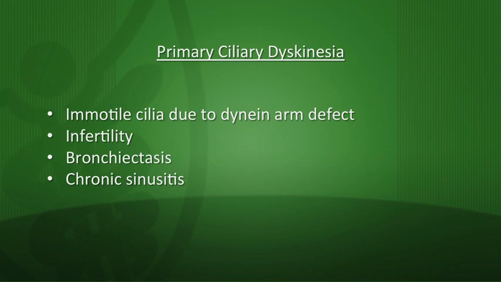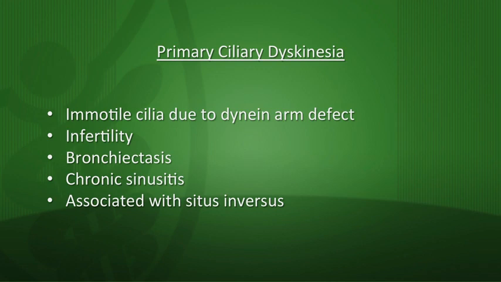And then cilia are also involved in determining the position of internal organs during embryological development. So 50% of patients with primary ciliary dyskinesia also have situs inversus, where the organs are on the opposite side of the body. So the liver would be over on the left, and the spleen would be on the right, and there's dextrocardia where the heart is on the right.